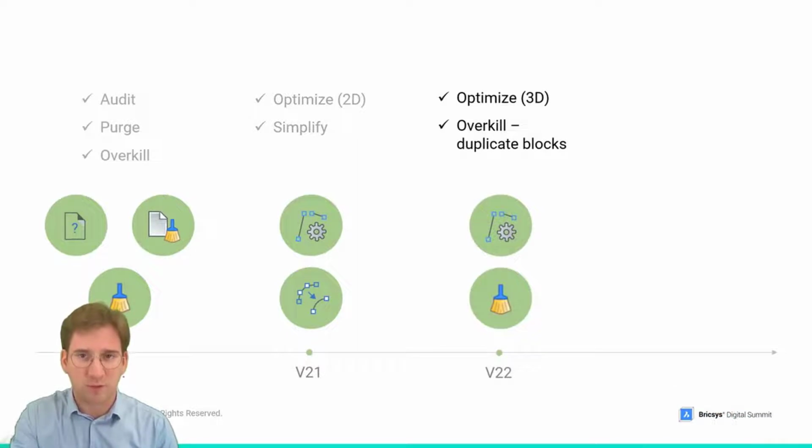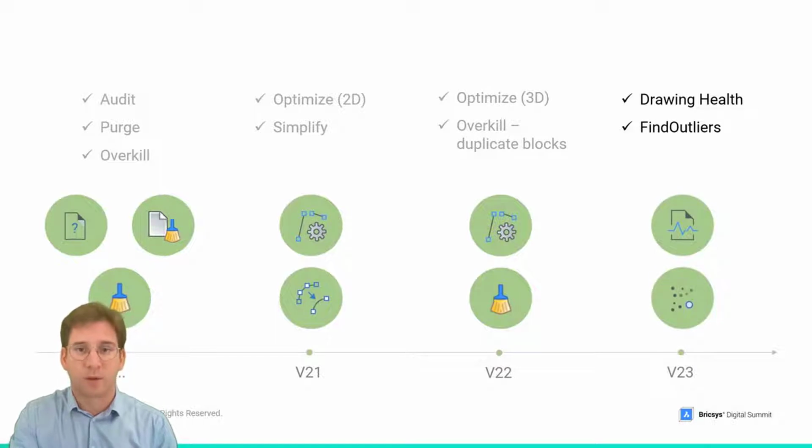With BricsCAD V22, we've continued this path and made a lot of functional extensions and improvements to the tools in the drawing optimizations suite. The Optimize tool now got a 3D mode, optimizing the faces of 3D solids. And the Overkill command also got a new mode to delete duplicate block definitions in the database, which is reusing Blockify technology.